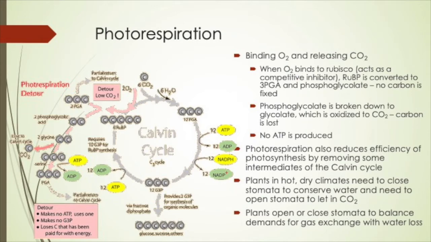Photorespiration. Photorespiration happens when you have too much oxygen in one area and not enough CO2. Okay? This binds oxygen and releases CO2. When oxygen binds to rubisco, RuBP is converted into 3-PGA and phosphoglycolate, basically meaning that no carbon is fixed.